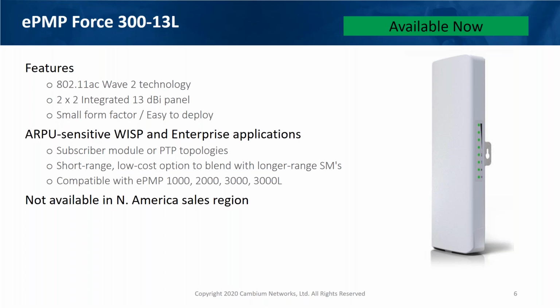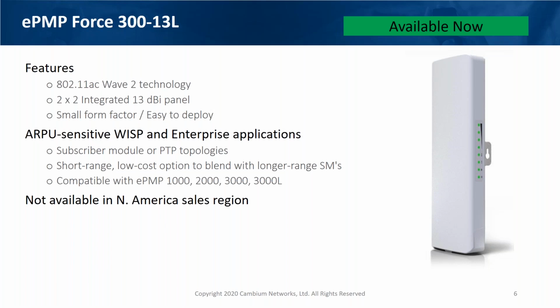So the real benefit that I see here is that if you're deploying Force 300 subscriber modules, and your standard model is a Force 316 or a Force 325, but you have some customers that are within, say, a kilometer or so of the tower, you can blend in some of these Force 300 13Ls, and depending on the blend, you can reduce your overall cost of subscriber modules by 20% or more by combining some of these low cost, shorter range subscriber modules with the long range ones. You can of course do that also with the Force 300-13, which is available globally.